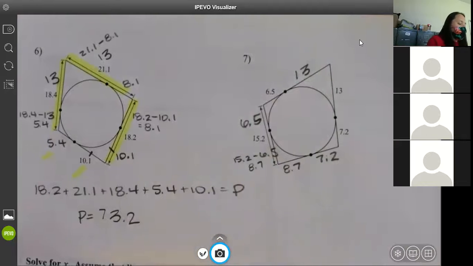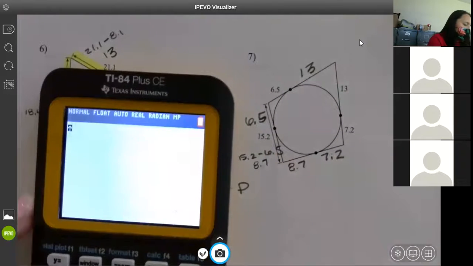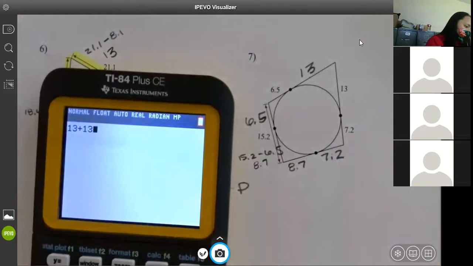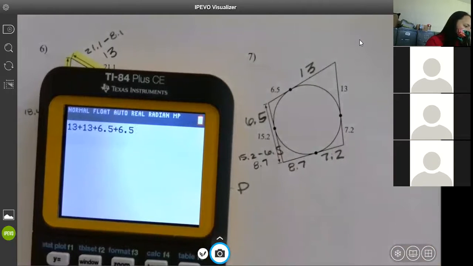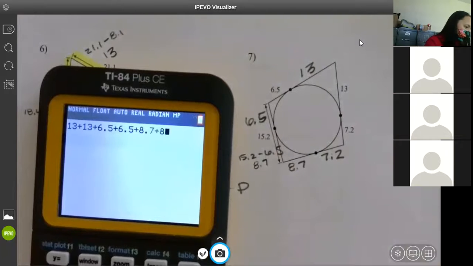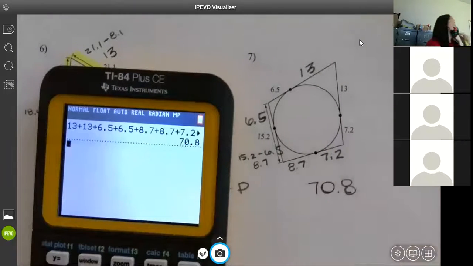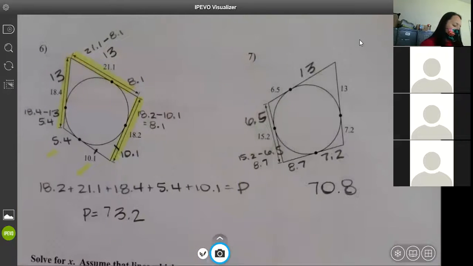And again, I don't ever write it out. I write it out for you guys to see, but when I'm actually doing the work myself, I just go around and I always start at the top: 13 plus 13 plus 6.5 twice, plus 8.7 twice, plus 7.2 twice, which gives us, everybody else gets 70.8. I didn't type anything in wrong. Okay. And that's it. Anything hard yet? Watch those Pythagorean theorems you have to add. We're going to do some more work with those. Okay. All right.